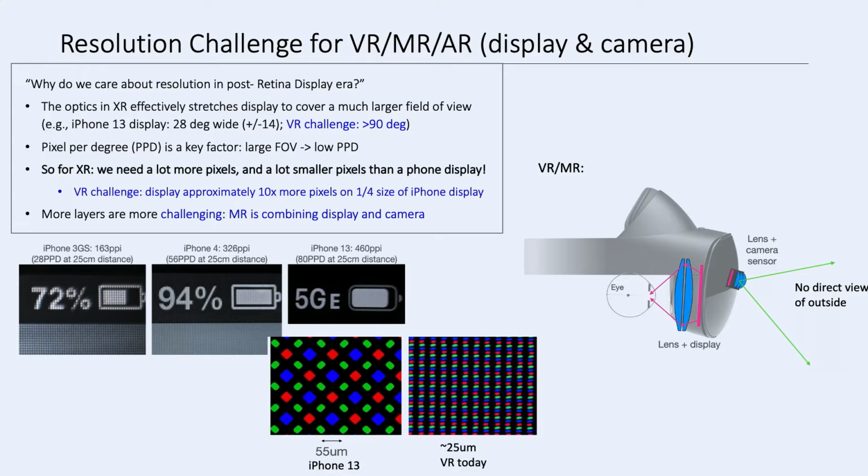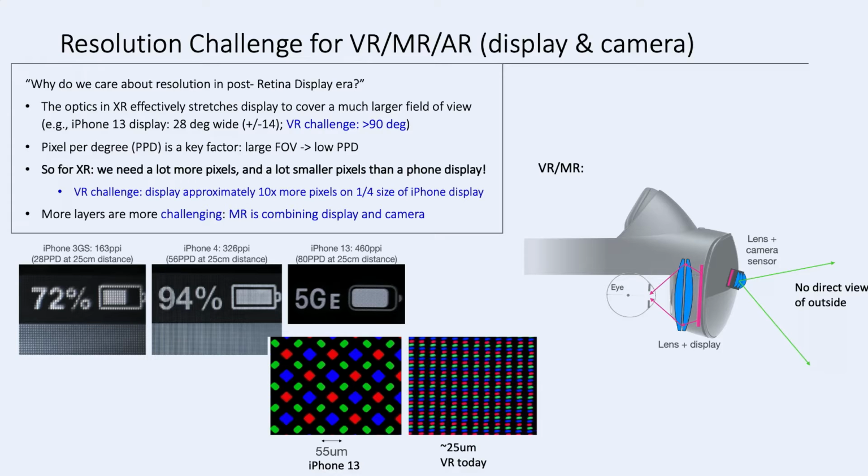Okay, why do we care about resolution again? That is a little bit disappointing, but hopefully I can tell you more about this. In this post-retina display era, since Apple announced a retina display, why do we still care about this? I think the optics in the XR, XR means VR, MR, and AR, effectively stretches the small display to a much larger field of view. So you are definitely seeing much larger pixels, and that's where a big part of the screen door effect comes from.